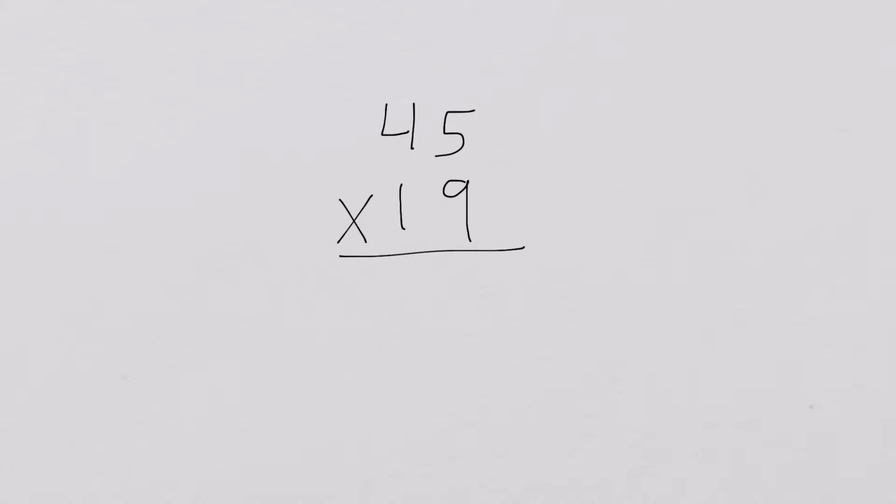9 times 5 is 45. So we get 5, and the 4 carries up there. Now we multiply the 9 times the 4. 9 times 4 is 36, and then we add in the 4 from up top, which gets us 40. So our first partial product, and that's what this is, it's a partial product because we're not done yet, is 405. And since we used the 4 up top for our addition, it's a good habit to cross it off so that we know that we already used it.